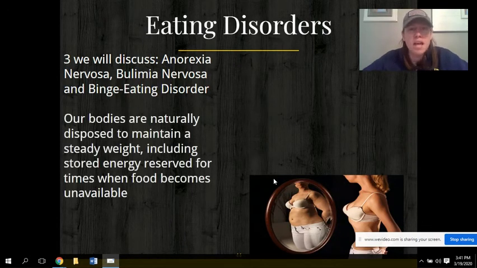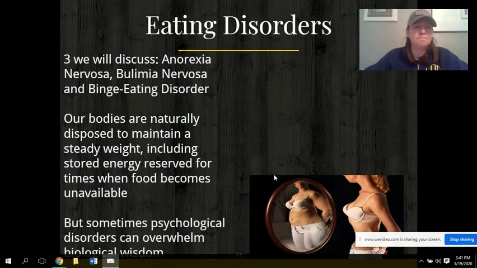So our bodies are naturally predisposed to maintain a steady weight. So we have this weight range. It's not usually an exact number, but on average, you stay within this range. And you really have to work to get above or below this range. You have to really change your lifestyle for the worse and get above it, or for the better and get way below it. But sometimes these have nothing really to do with eating. It's all psychological and it's in the mind, pretty much, is what causes these.